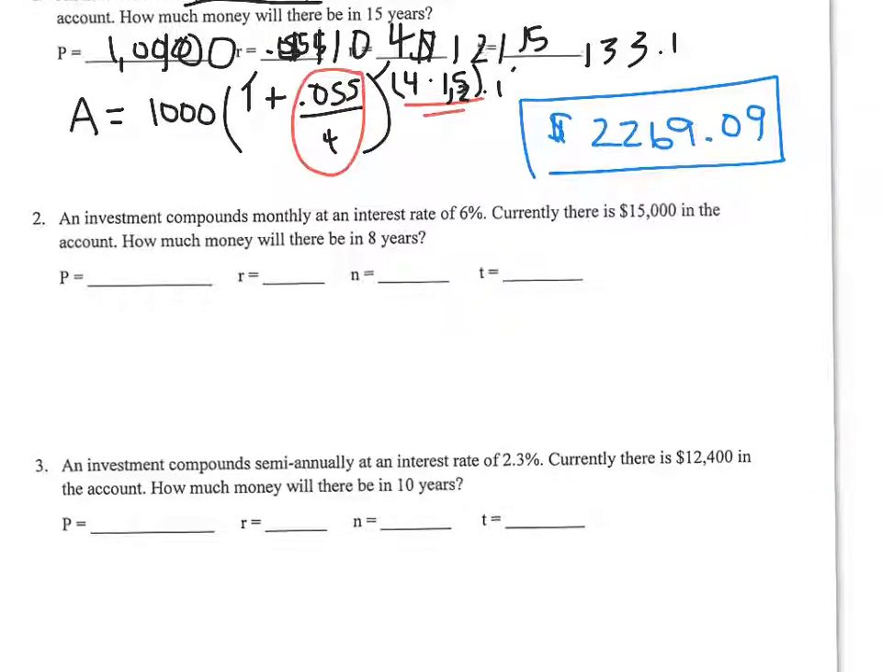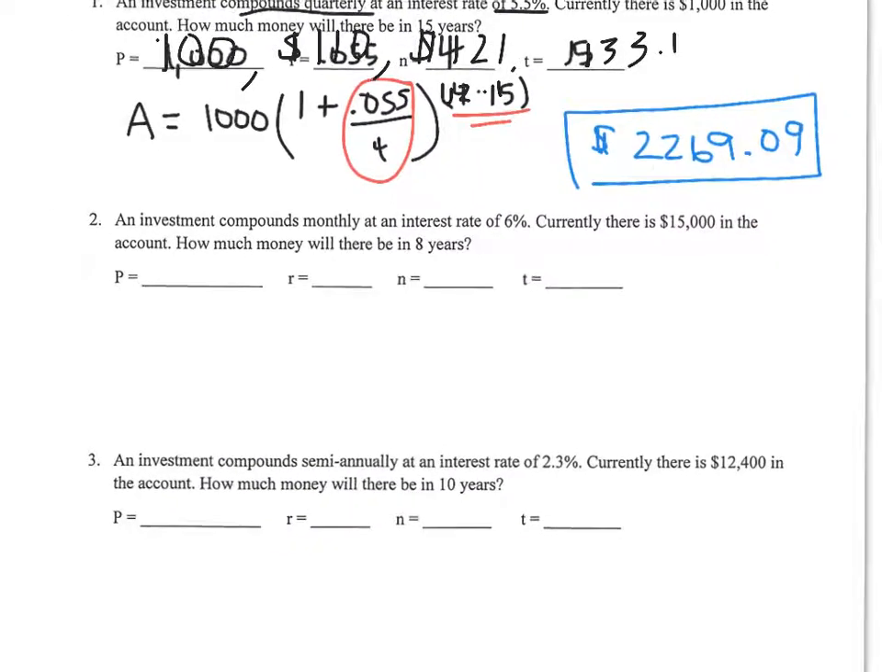Okay, let's try another one down here. An investment compounds monthly at an interest rate of 6%, and there's $15,000 in the account. How much will there be in 8 years? So T is 8, and N represents the number of times it compounds in a year, which is 12. The rate is 6%, so R is going to be 0.06, and your principal is going to be 15,000.